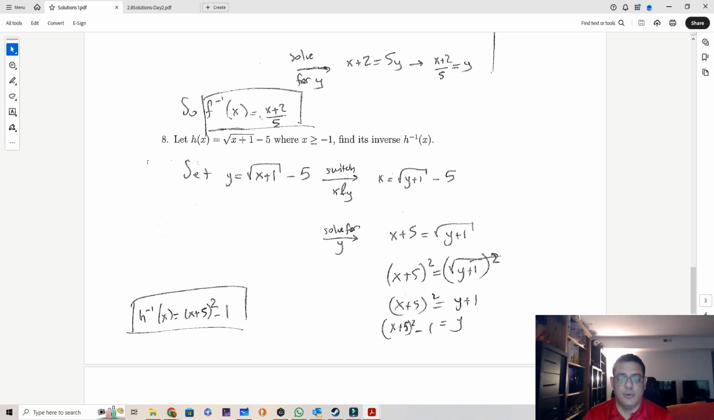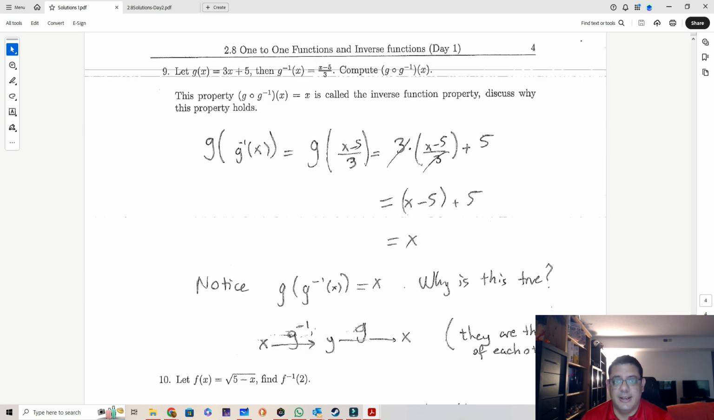and then we're going to switch the x and y variables, so we're switching input and output. And so now we have x equals the square root of y plus 1 minus 5, and now we're going to solve for y. So we take x plus 5 equals the square root of y plus 1, then we square both sides of this equation, and then we're going to get that y is (x plus 5) squared minus 1. And so my new inverse function h minus 1 is going to be (x plus 5) squared minus 1.